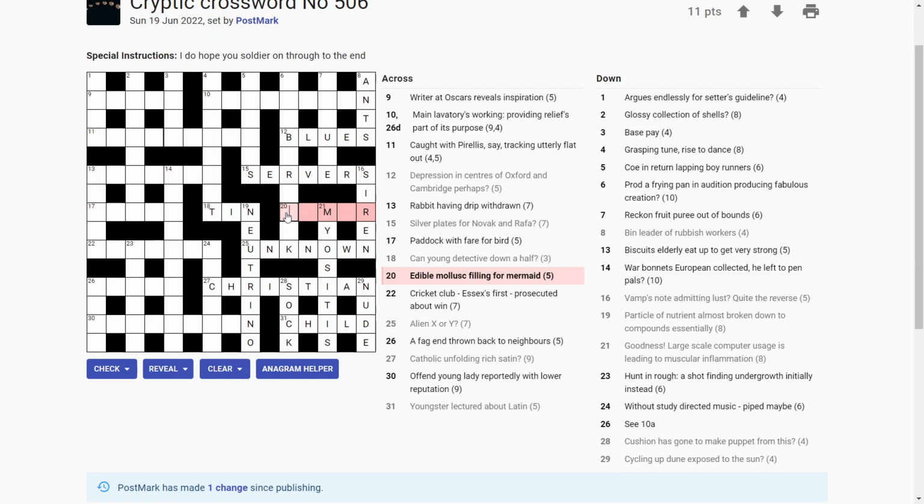Edible mollusk, filling for mermaid. I don't know that at all. What's this one? Reconfute puree out of bounds. Oh.